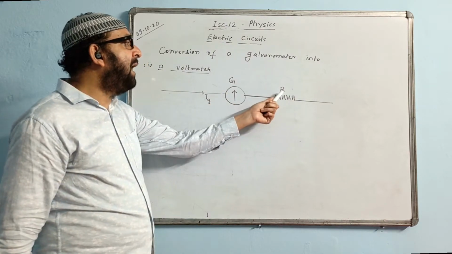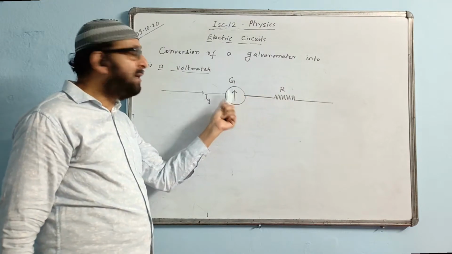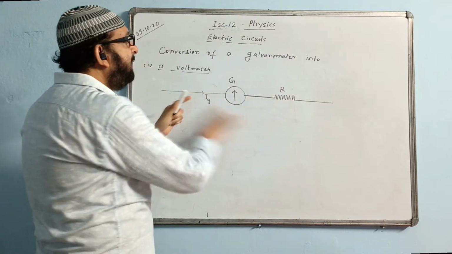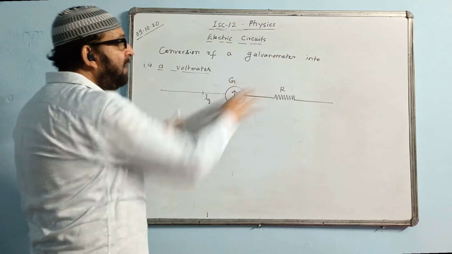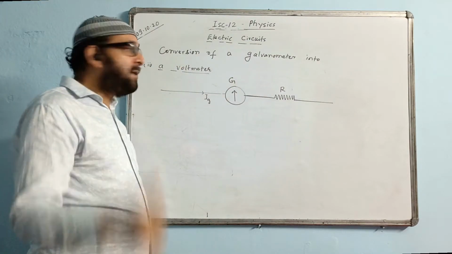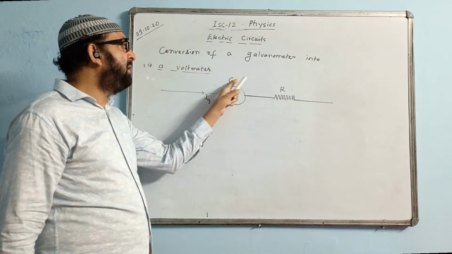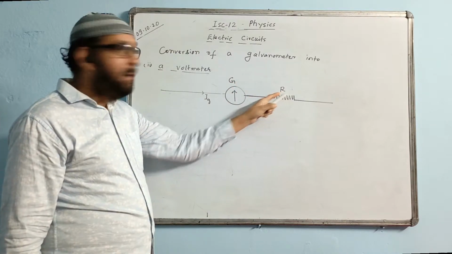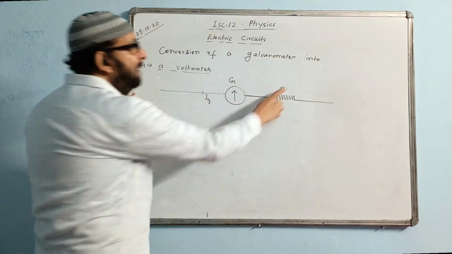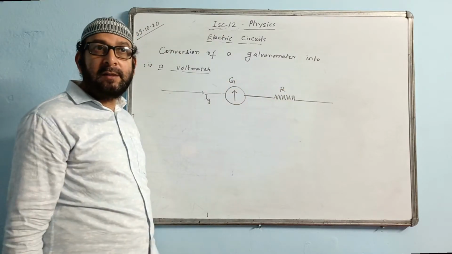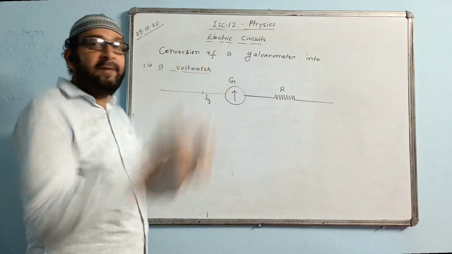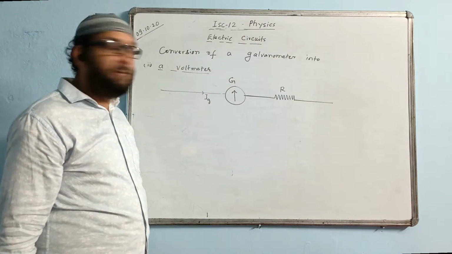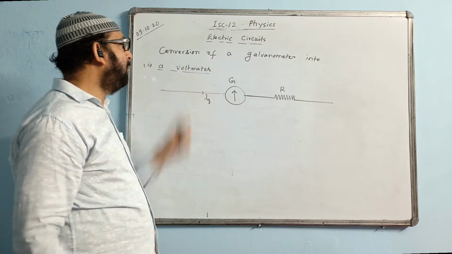Here we have a very high resistance connected in series with the galvanometer, then the entire setup will behave as a voltmeter. The resistance value has already become very high. One example: suppose G is 10 ohm and the R value is 10,000 ohm. Then what is the total resistance of the voltmeter? 10,000 plus 10, which is 10,010 ohm. The value becomes very high. Overall resistance becomes very high, then it acts as a voltmeter.